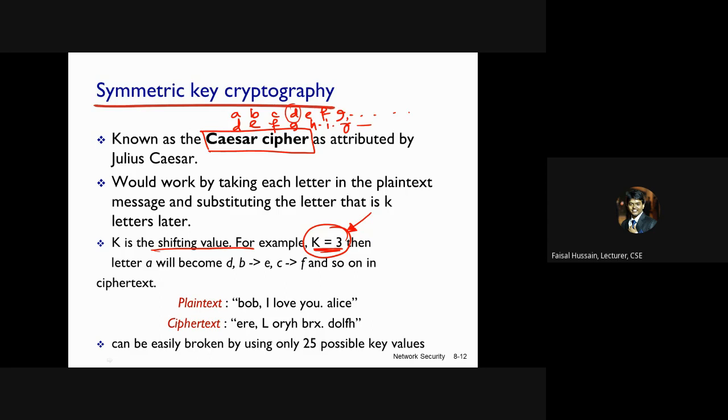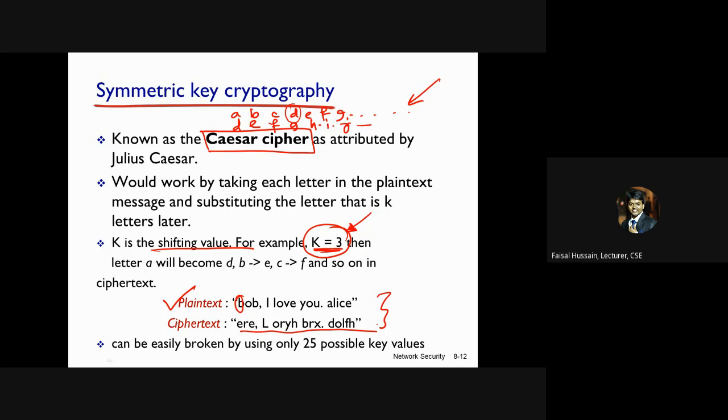From the plain text, for each letter you can find from this table the letter shifted by 3. That gives the cipher text, and this is very easy to write on pen and paper. There could be questions where you are given the key value and plain text and asked to form the cipher text using the Caesar cipher. Or it could be in reverse order, where you need to find the plain text from the cipher text.